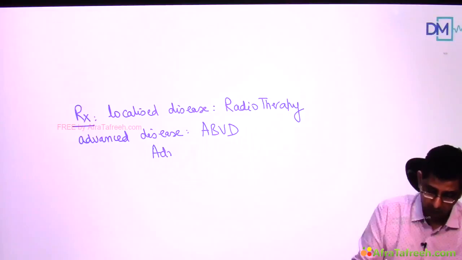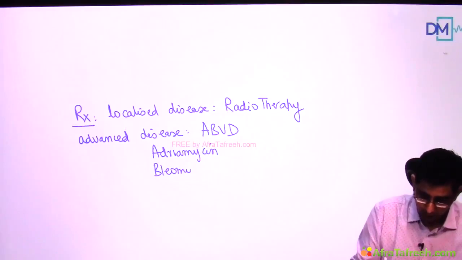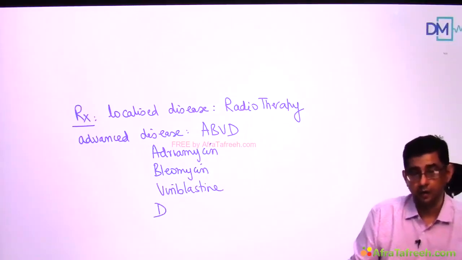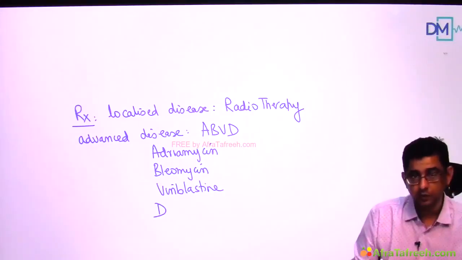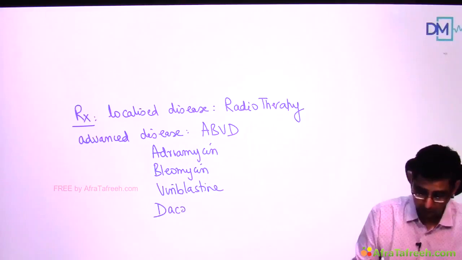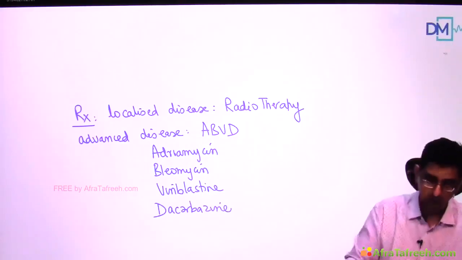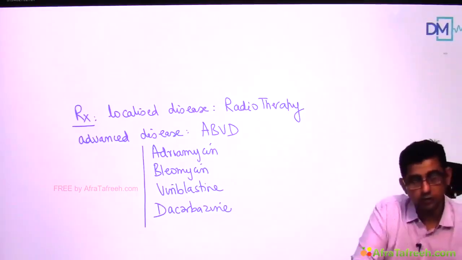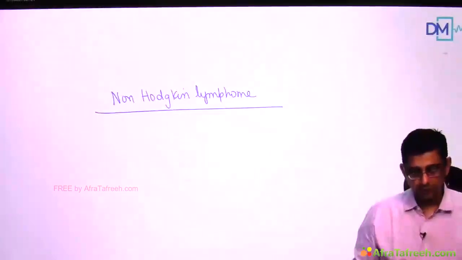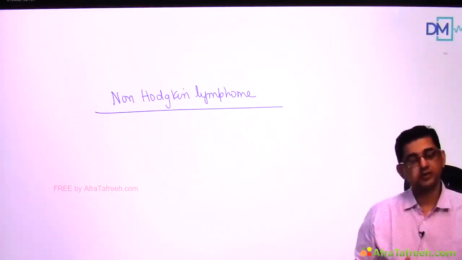So A would stand for adriamycin, B would stand for bleomycin. You can think about the V, which is vinblastine, and D, you guys can tell me. The D stands for not doxorubicin, because doxorubicin and adriamycin are the same. It's not daunorubicin either. This is dacarbazine. So adriamycin, bleomycin, vinblastine and dacarbazine is the ABVD protocol, which is useful for management of patients suffering from Hodgkin's lymphoma. The topic that we shall be discussing this time is NHL, that is non-Hodgkin's lymphoma.